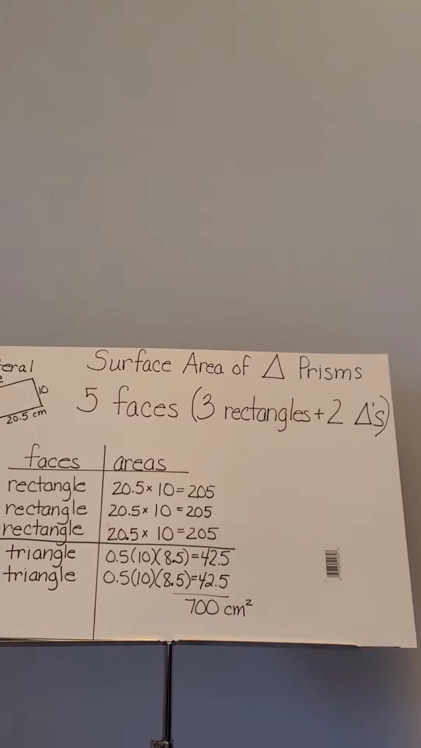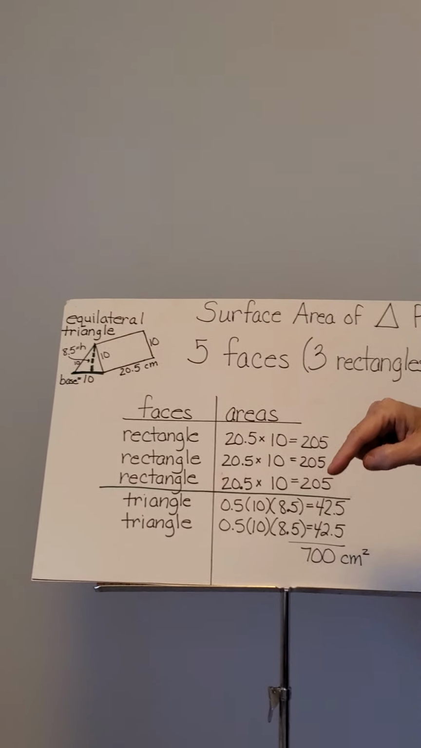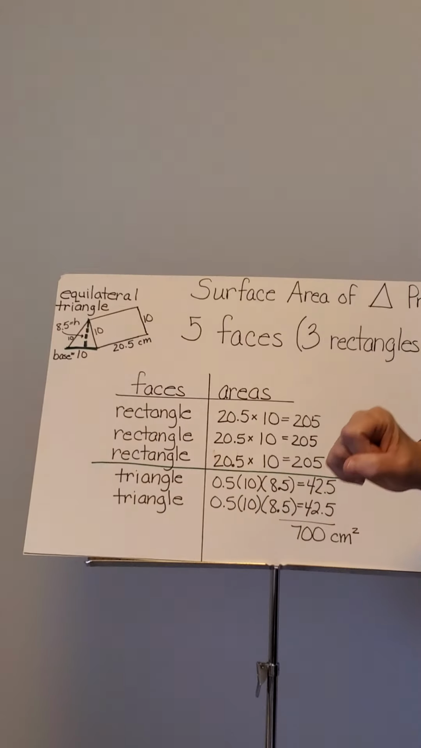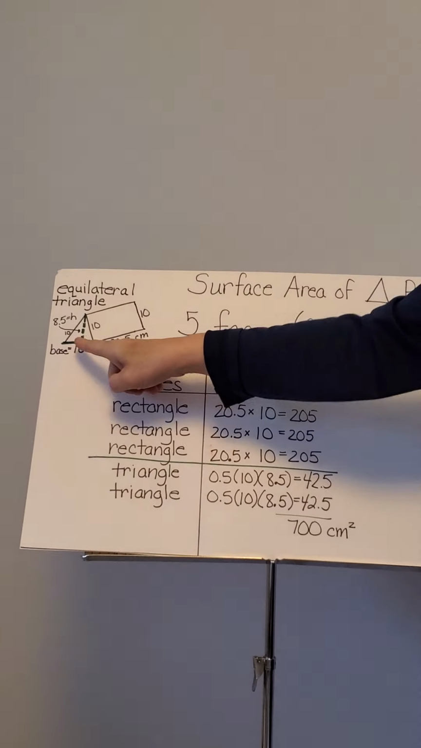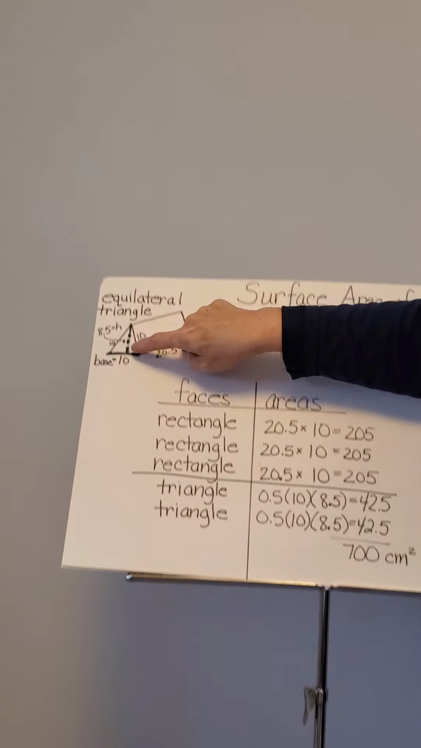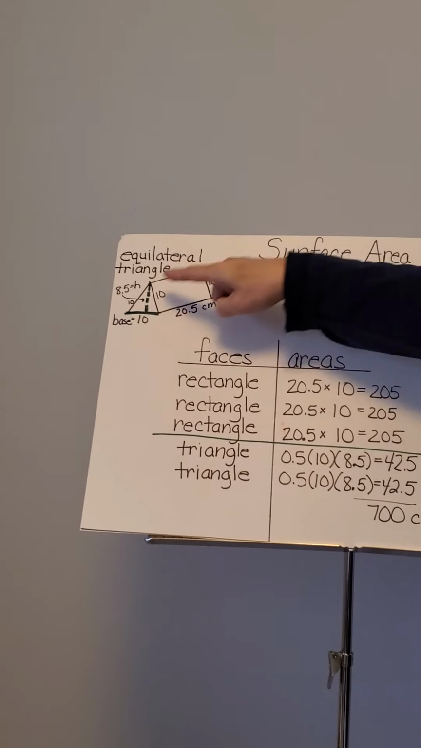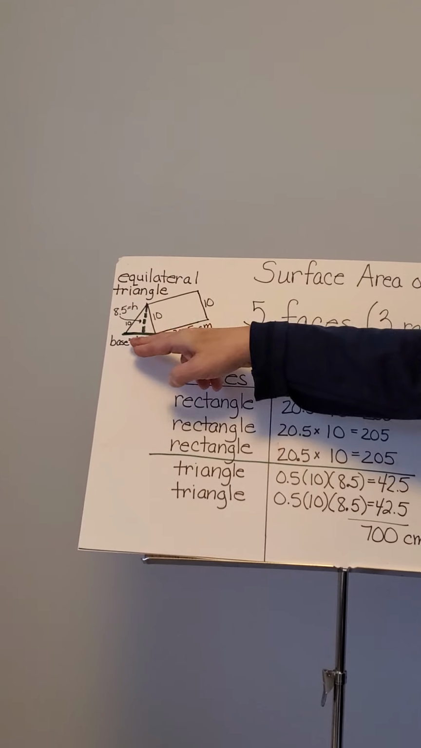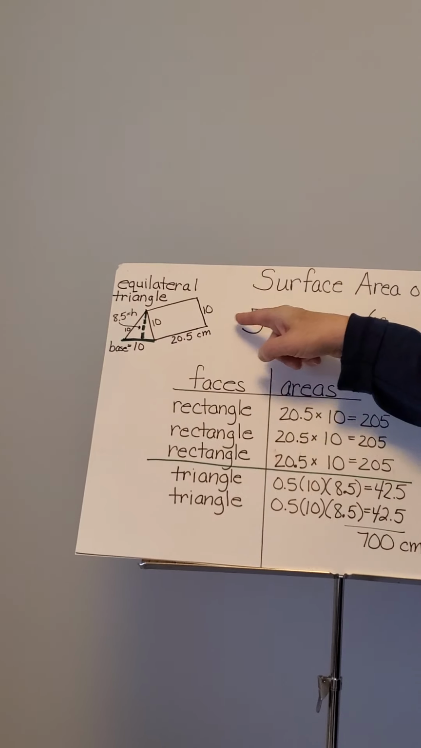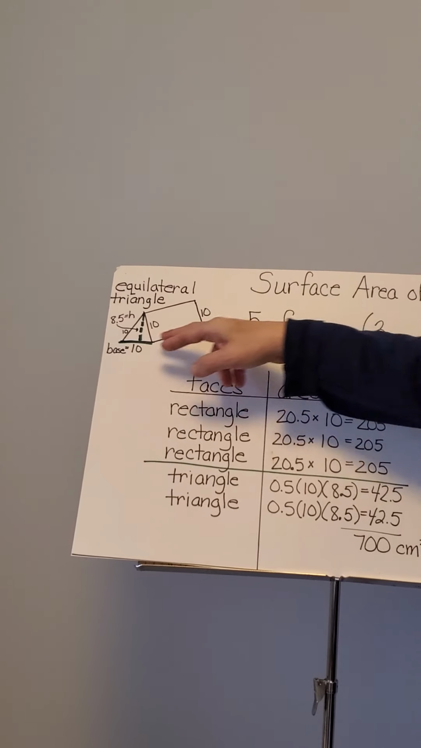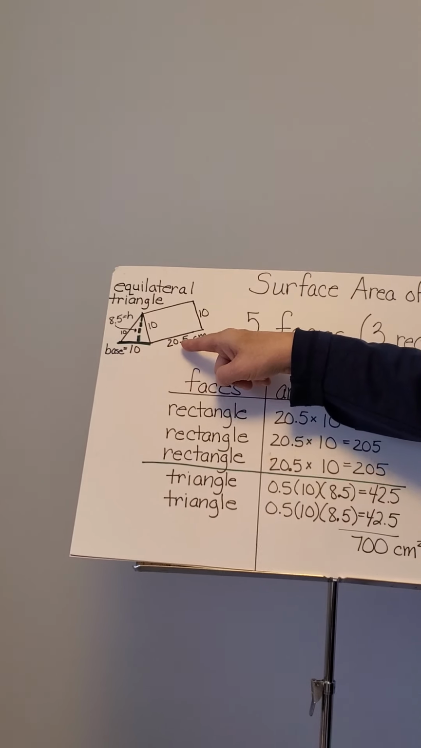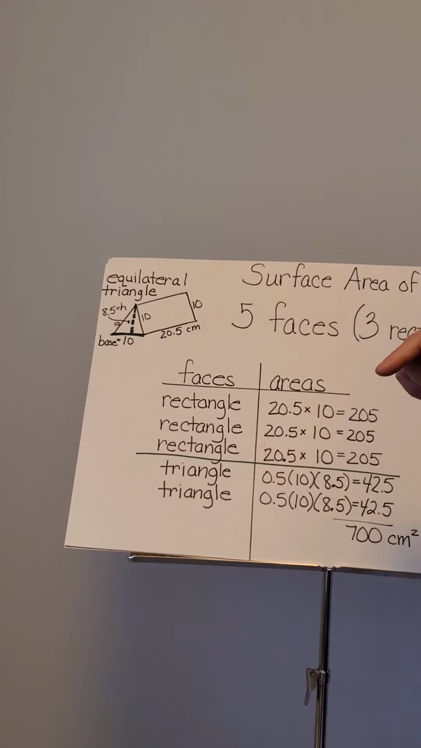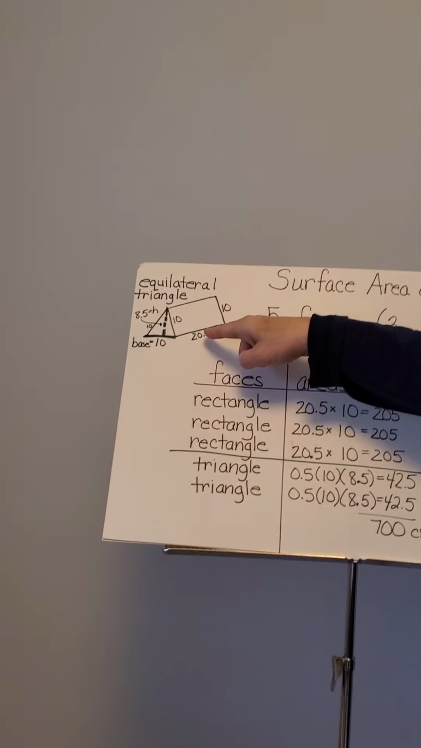Here's the math example. That particular triangular prism has an equilateral triangle in the front, and it's a 10 by 10 by 10 equilateral triangle. The height of the triangle I measured was 8.5 centimeters. The base is 10 centimeters. And then how long it had been from the front to the back is 20.5 centimeters. And that's that same blue triangular prism that I just held up a few minutes ago.